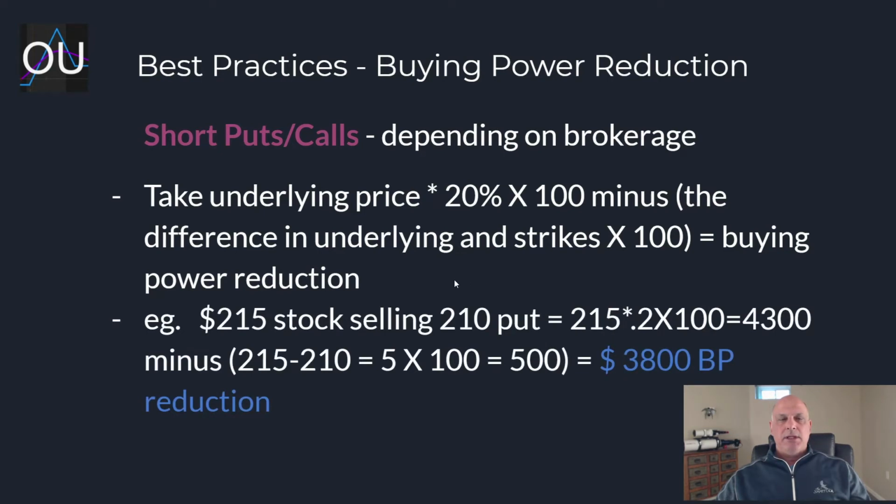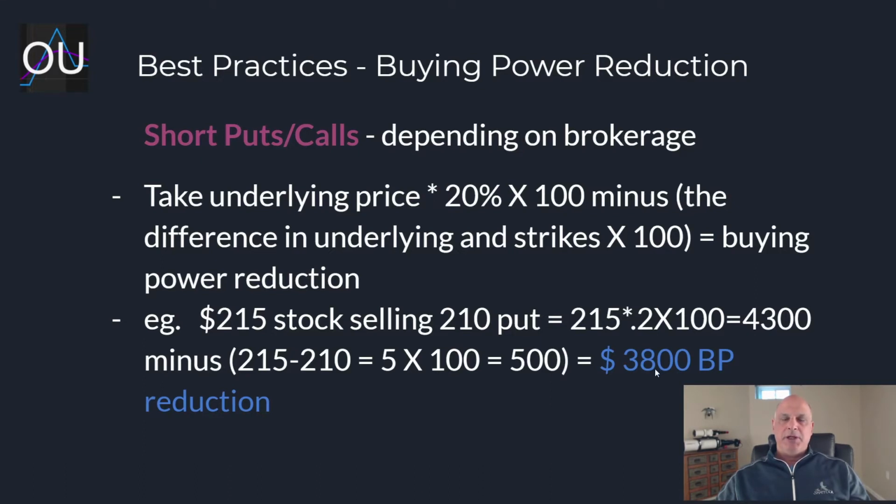So for example, let's say a stock is selling at $215, and you want to sell the 210 put. You would take 215 times 0.2, or 20%, times 100, which would give you $4,300, minus the difference in the strike price and the underlying, which would be 215 minus 210, equals 5, times 100 equals 500. So your buying power initially reduction is 4,300.